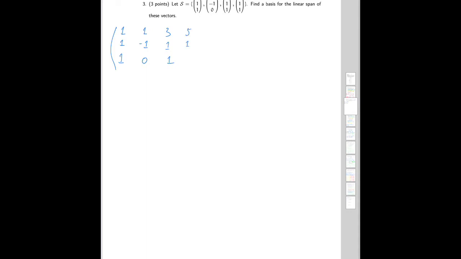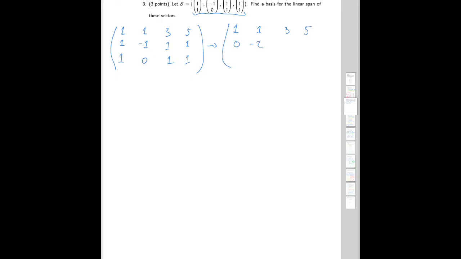So basically what we're doing is we're finding a basis for the column space of this matrix. But what is the column space of this matrix? It's just the linear span of those 4 vectors. Okay, so the first thing that we're going to do is subtract row 1 from row 2 and row 3.